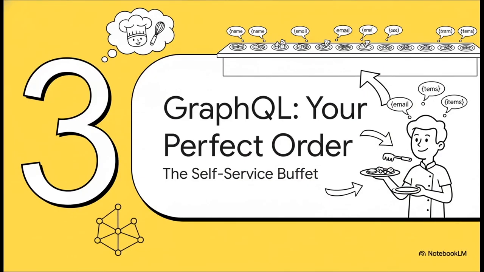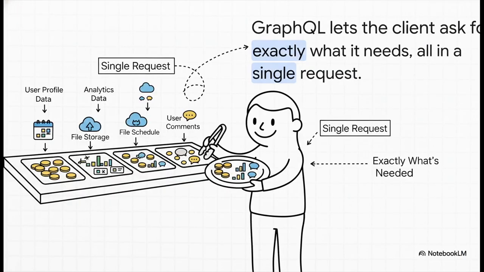So, to fix all this, some very smart developers at Facebook came up with a totally new model. Let's talk about GraphQL. And for this one, I want you to forget the waiter. Instead, I want you to picture the ultimate self-service buffet. Think about it. The best thing about a buffet is that you are in total control.